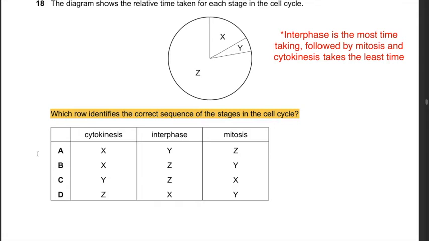Why does mitosis take more time than cytokinesis? Well, mitosis has many phases. It has prophase, metaphase, anaphase as well as telophase. Therefore, it takes more time than cytokinesis, where cytokinesis is just cell division to produce two daughter cells. Hence, X should be mitosis, Y should be cytokinesis, Z should be interphase, which is represented by option C.